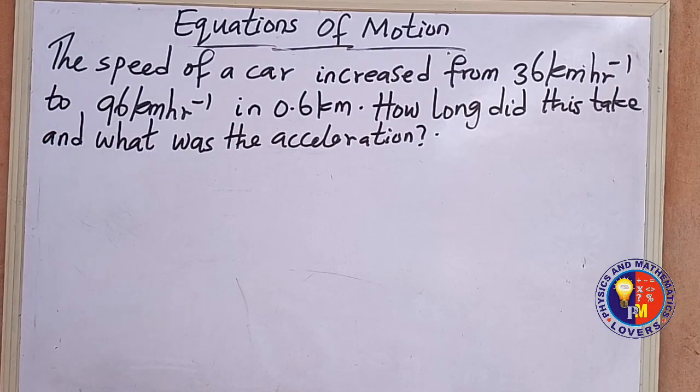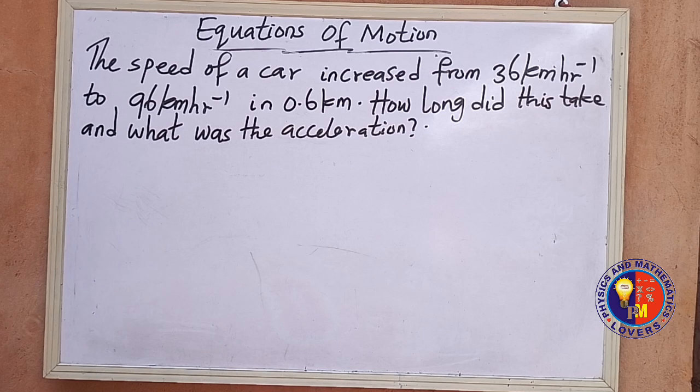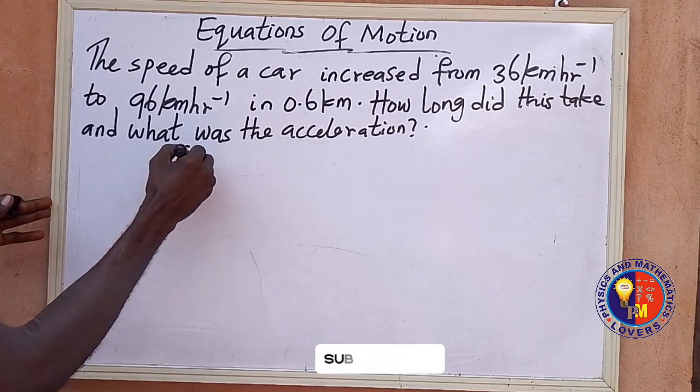Here is another question on equations of motion. So look at it. They say the speed of a car increased from 36 km per hour to 96 km per hour in 0.6 km. How long did it take, and what was the acceleration? So very easy. So your solution.